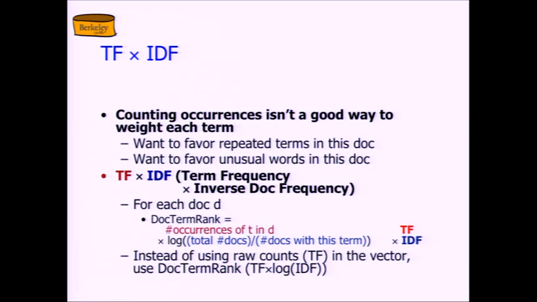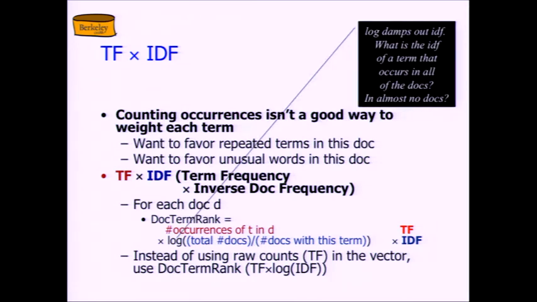And that's pretty much what was state-of-the-art till the web was invented. Notice that the log damps out the IDF. Just to convince yourself that's right, what's the IDF of a term that occurs in all documents? Log of total number of docs divided by total number of docs is log of 1. What's the log of 1? 0. What's the log of a term that occurs in almost no documents? Total number of docs divided by 1 is big. So that's what we want. Good. So the word the will kind of come out in the wash anyway as 0, so we might as well just not index it. That's what we're saying.